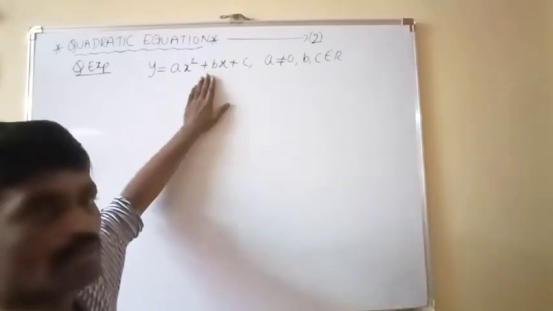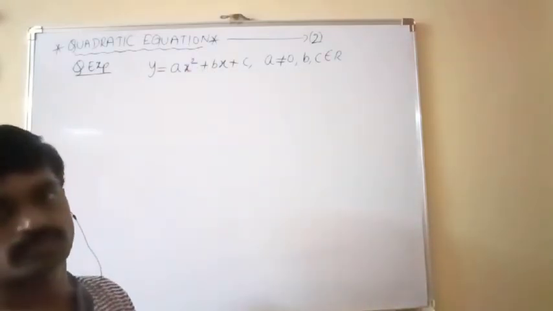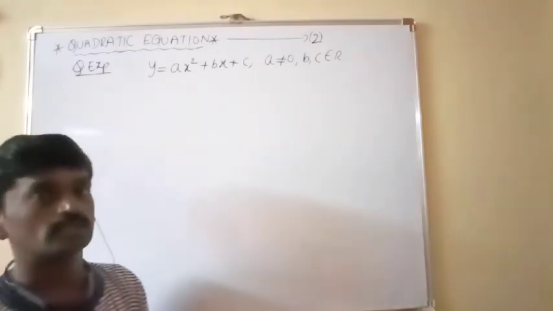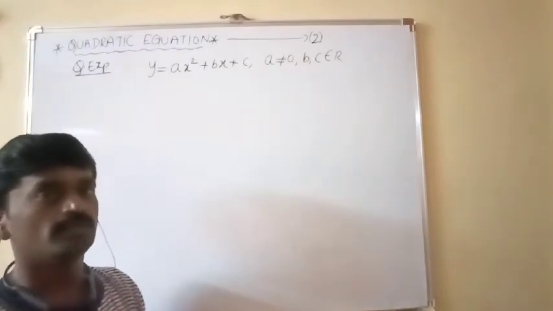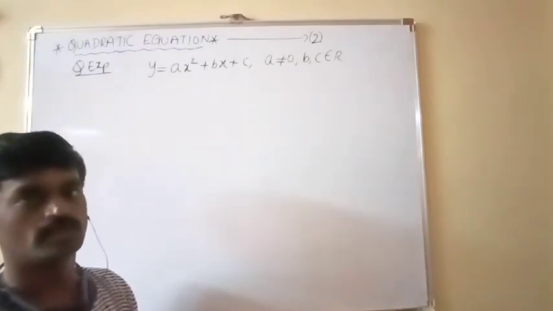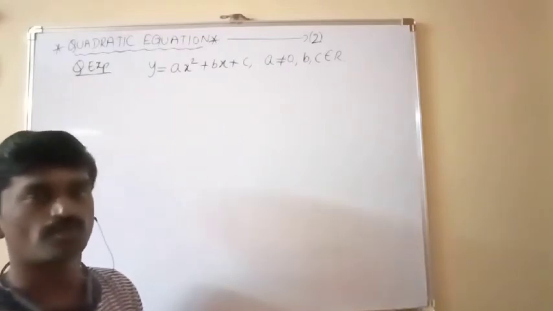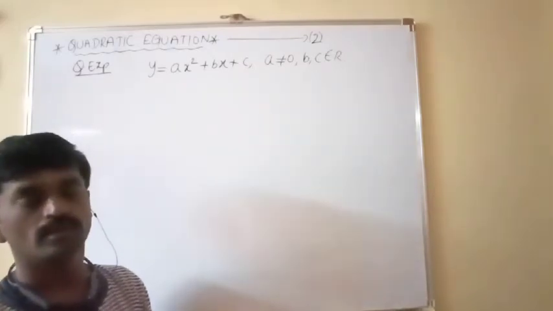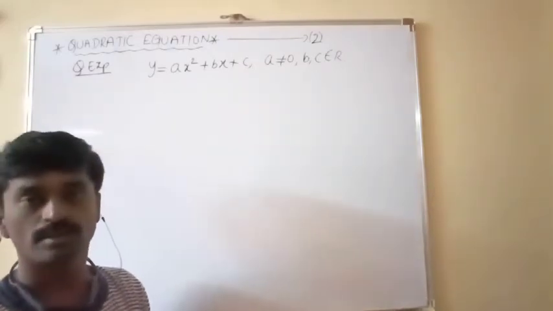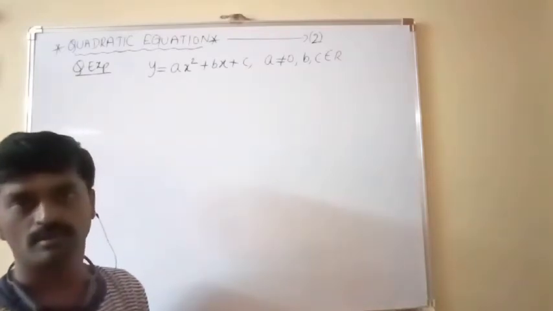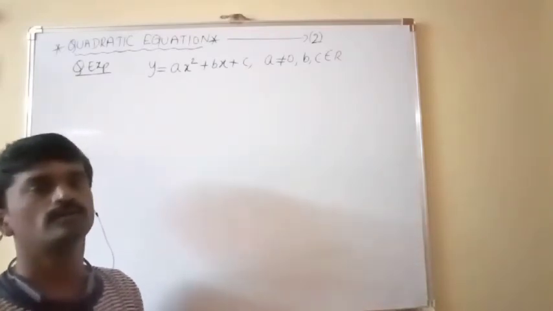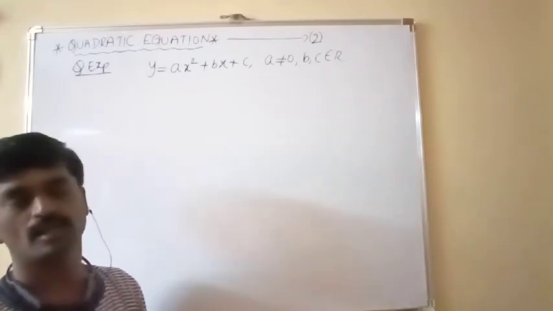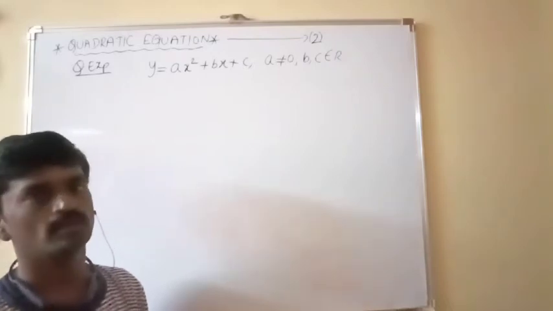So what is the graph of this quadratic expression, y is equal to ax square plus bx plus c? Already we discussed the graph of the linear polynomial y is equal to ax plus b. It represents a straight line. And remember one thing, the geometrical meaning of root is the point where the curve intersects the x-axis.